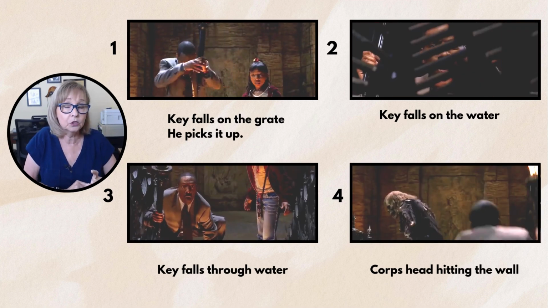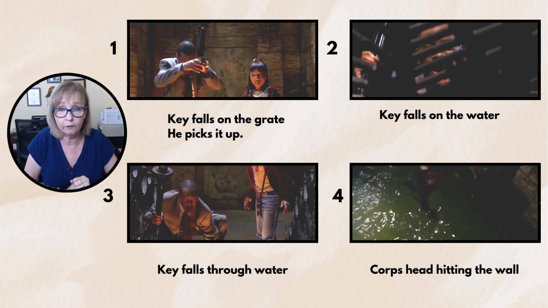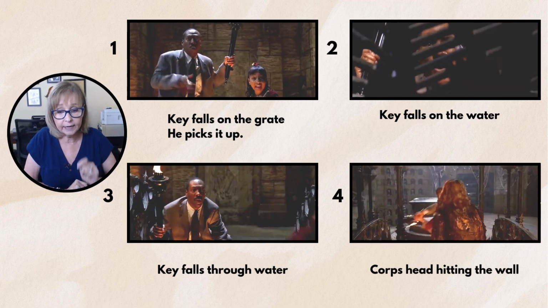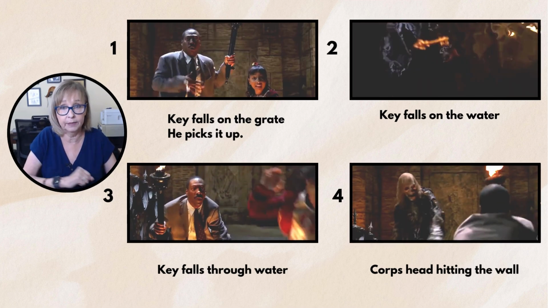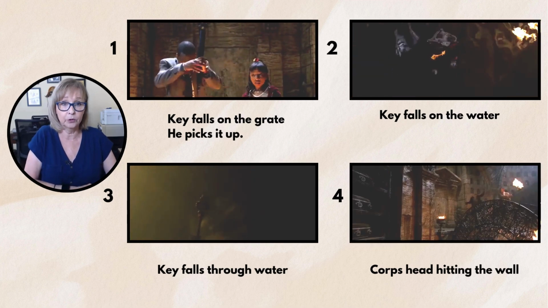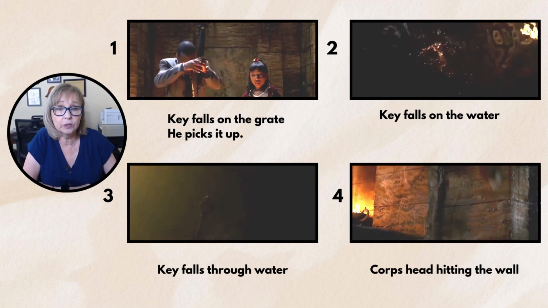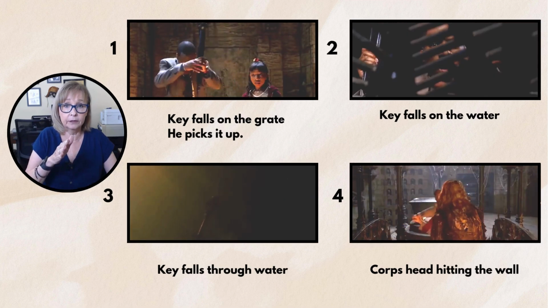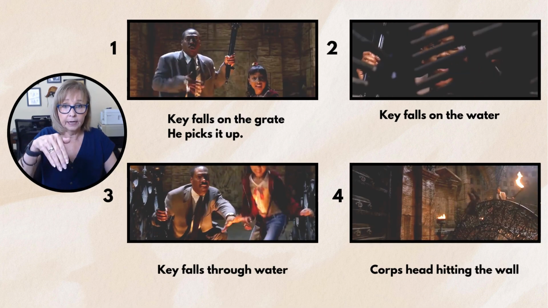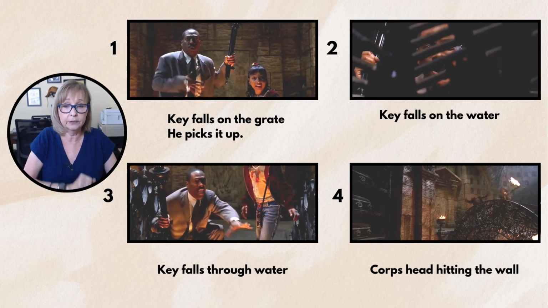So those are the moments that you have to really make a note of, because you know that they're going to do an insert of the key falling on the ground. So right at that moment, you have to know which hand he actually used to pick up that key. All right, so that's really important. Okay, so let's look at number 2. Now, number 2 is the key falls on the water. Okay, so you have the key falls on the grate, and then it falls through the grate, and now it's falling on the water. So that's another shot.